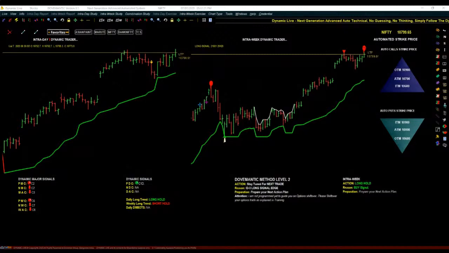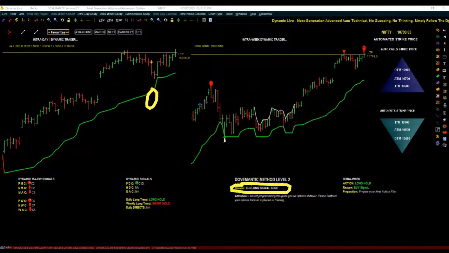It was at 11:30 in the morning today. So at 11:30 in the morning, what was happening in the Bank Nifty? At 11:30 in the morning, the Bank Nifty price was somewhere here. So when the Bank Nifty price was somewhere here, it was so very close to the long signal that in the reason here, it was very clearly written as ID3 long signal edge.